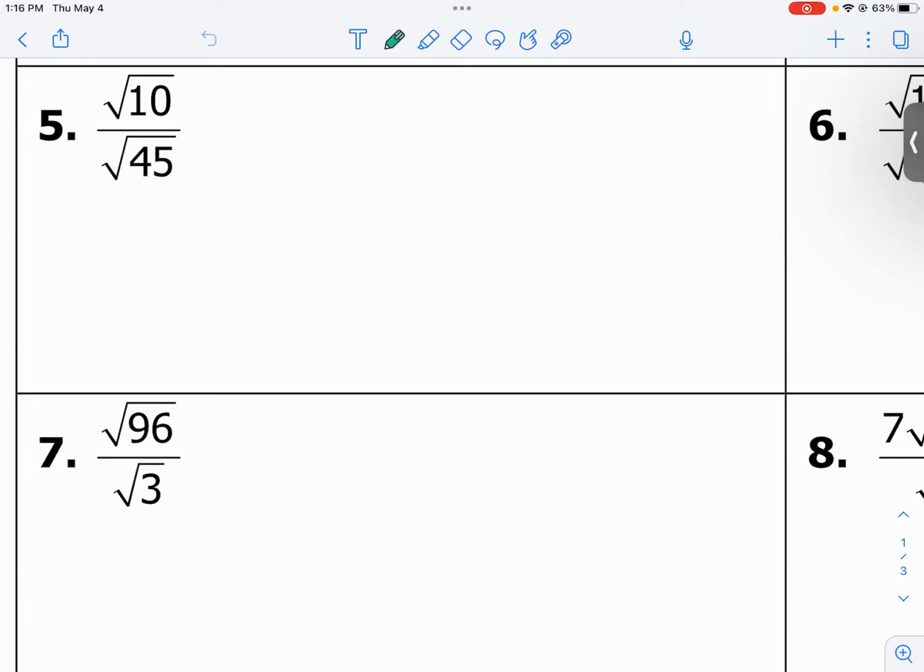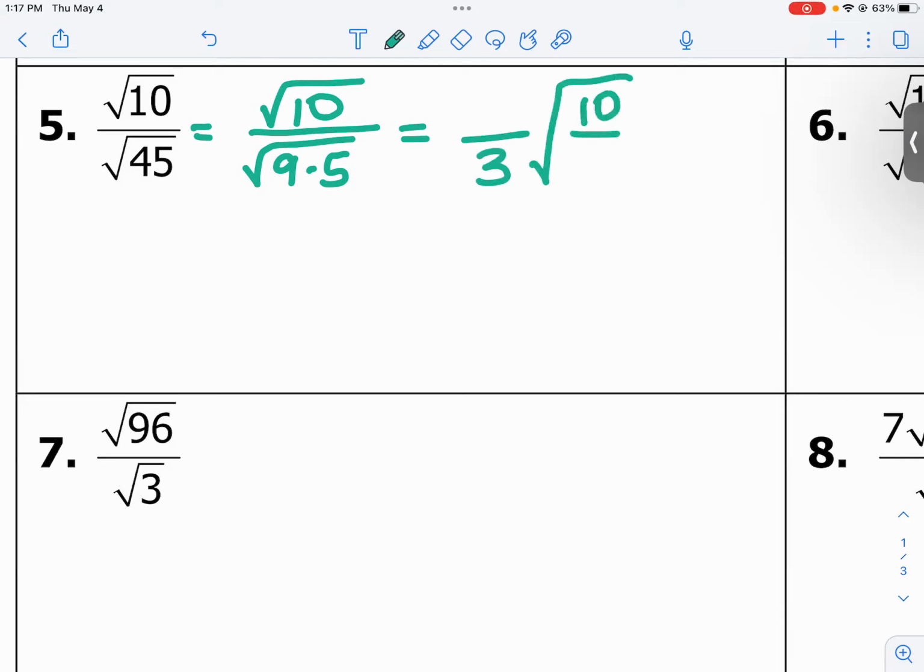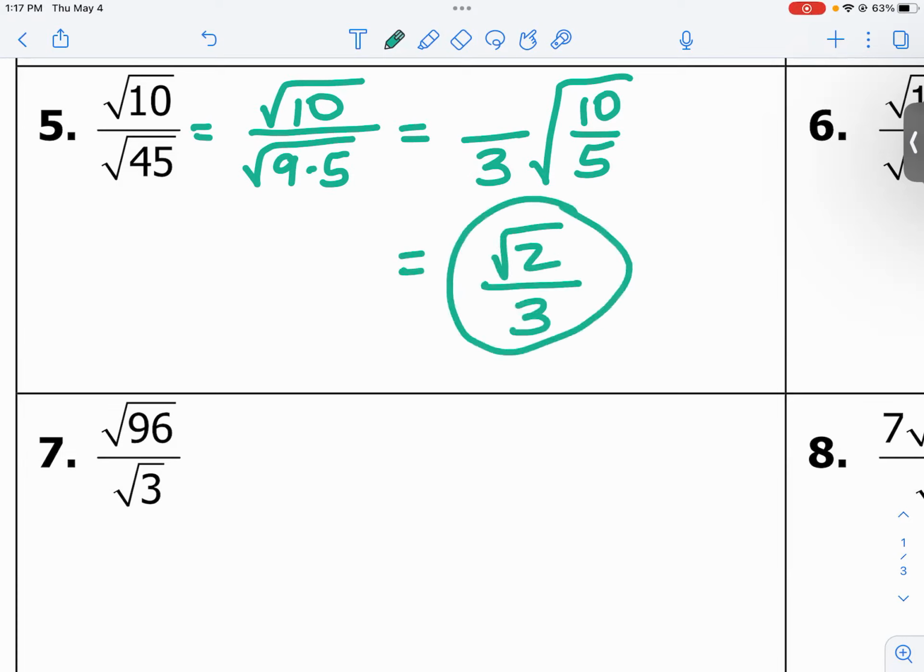Okay, so this radical 2 over 3, that's actually the right answer. So let's talk about what this group 3 did right here. They said, hey, and maybe you should write this down with us. 45 is 9 times 5. So I bring out the 3. And then we can put 10 over 5 under the radical. And what's 10 divided by 5? So square root of 2 over 3 is what our answer is.